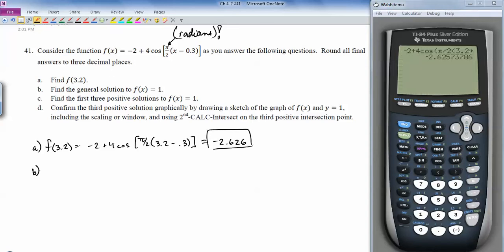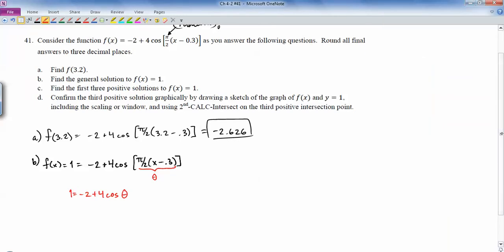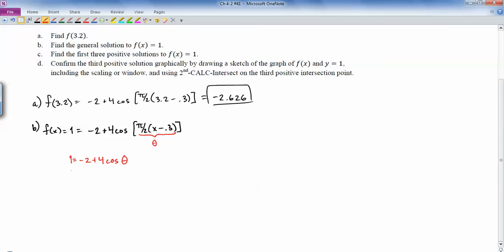Part B says find the general solution to f of x equals 1. So let's set up the equation to equal 1. Okay, so this problem, since it's a solving for x problem and x is really part of this ugly angle, I'm just going to call that theta for now. And so what we're solving is 1 equals -2 plus 4 cos theta. And we'll go as far as we can with theta for a general solution and then switch that out for the x term. So let's see, if I bring the 2 over, we get 3 equals 4 cos theta.